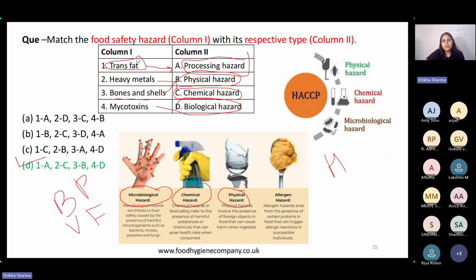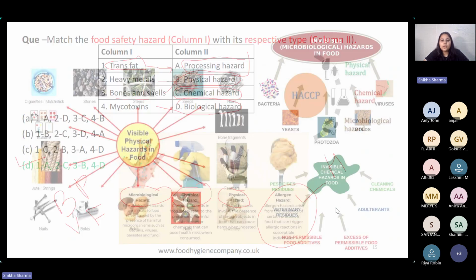So it is under processing hazard. And also we can have some kind of allergens, like proteins which basically produce or trigger some kind of allergies in some human individuals, so they come under the allergens. So these all will result in food safety hazards.